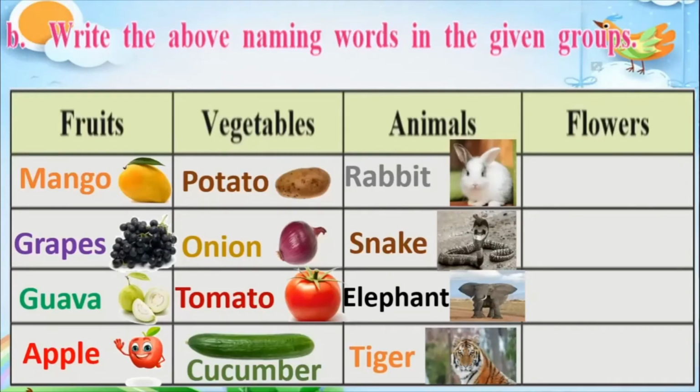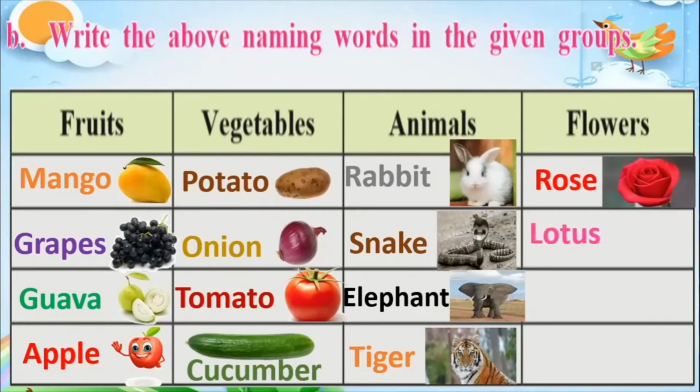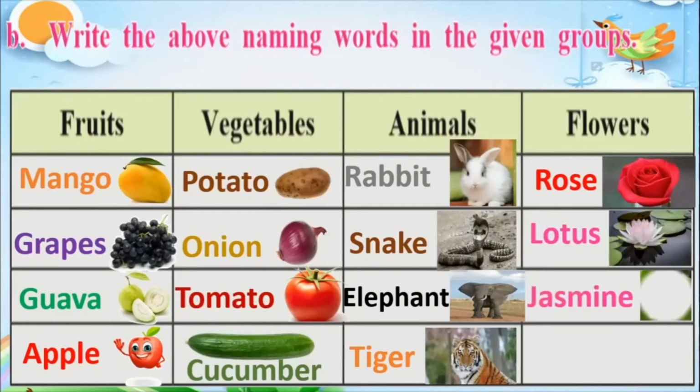Alright. Then let us pick out the flowers which are remaining now. So the first flower was the rose. Then we saw the lotus. And then we saw the jasmine or mogra as we call it. And finally we saw the marigold.